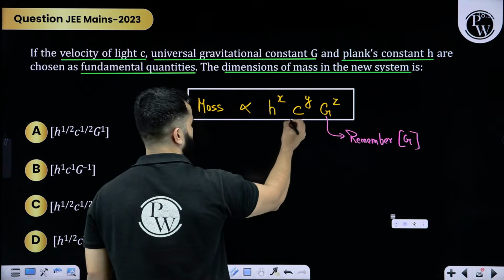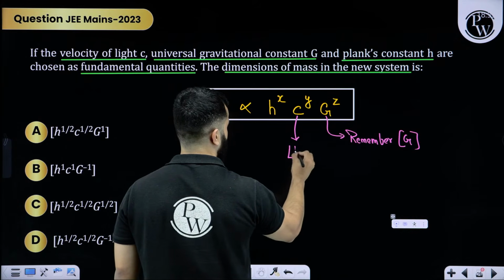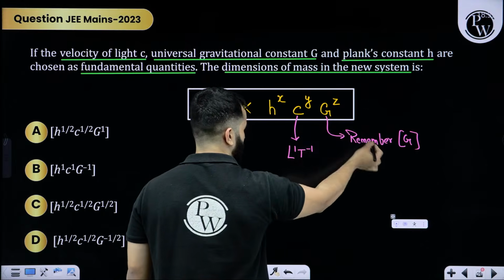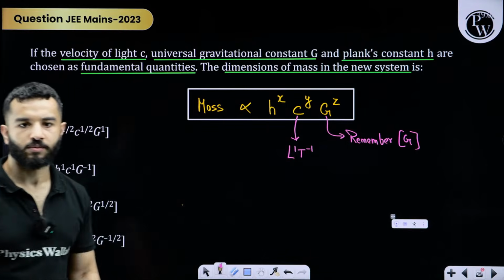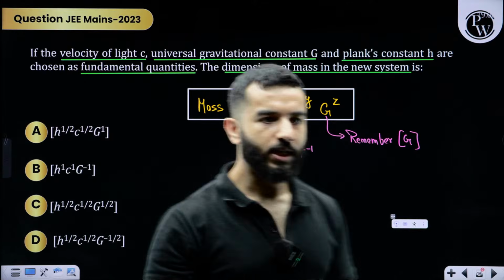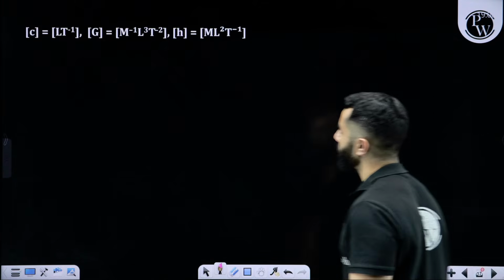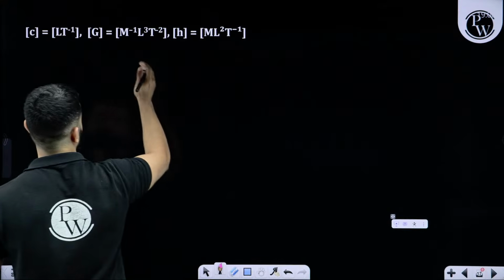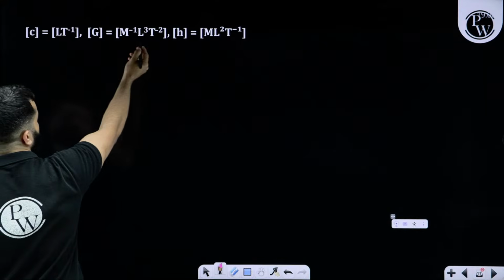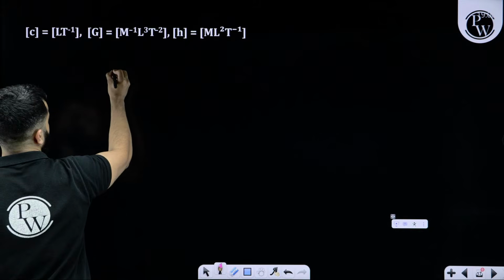Because everyone remembers, this is going to be simply L1 t minus 1. Remember for g and remember for h as well. Done? Doubt clear? So let's quickly solve this question. Here you have got everything written, the dimensional formula of c, g and h. So we want it for mass, right?